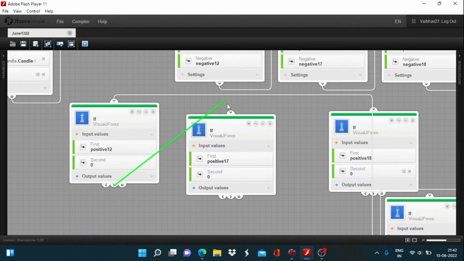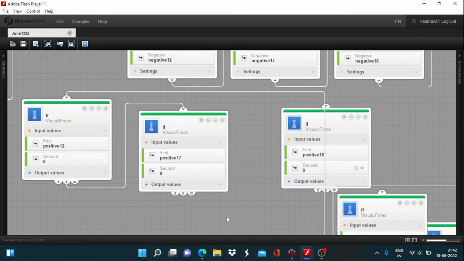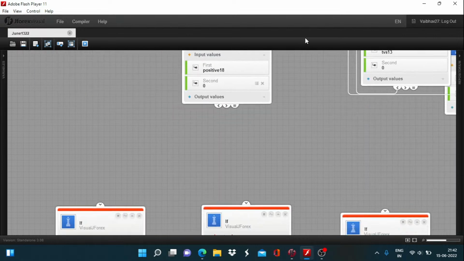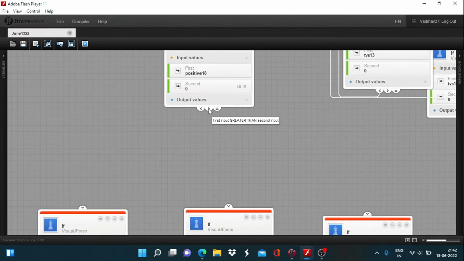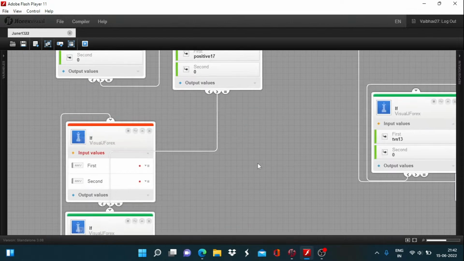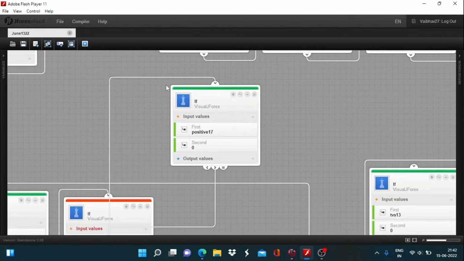First input greater than second input. Again first input greater than second input. Then again first input greater than second input. Then we have to compare these values in between.